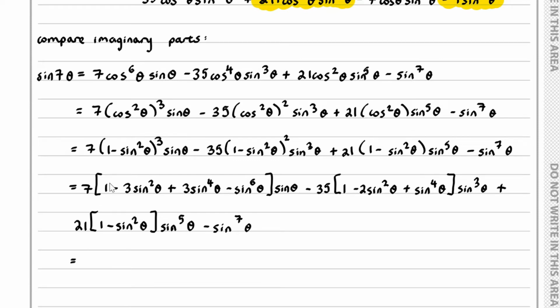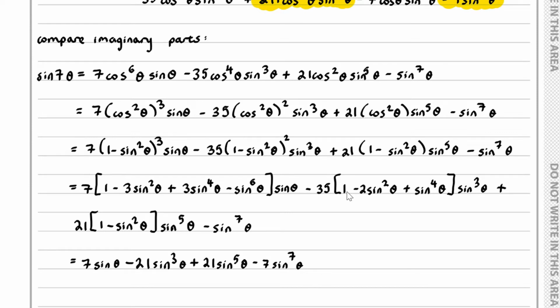So here we've got 7 times 1 times sine θ, so that's 7 sine θ. Then we've got 7 times minus 3 times sine squared times sine, so that's minus 21 sine cubed θ. Then we've got 7 times 3 times sine to the 4 times sine, so we add on 21 times sine θ to the 5. And then we've got 7 times minus sine to the 6 times sine, so that's minus 7 times sine θ to the 7.